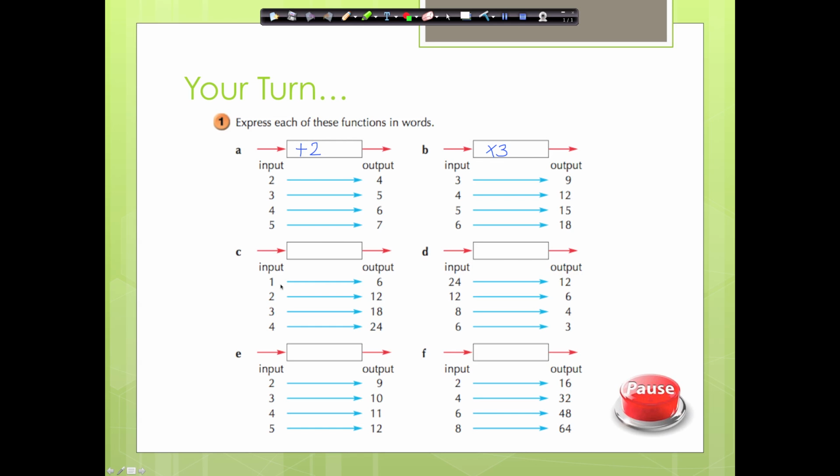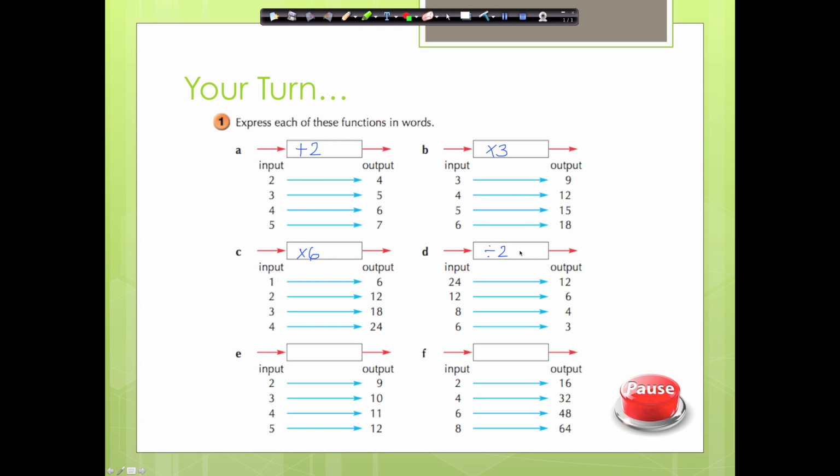This next one, 1, 6, 2, 12, we can see that these numbers in the output are in the 6 times tables, so I'm timesing by 6 and it works for all of them. Okay, the next one, 24 to 12, 12 to 6, 8 to 4. We should be able to see that it's halving, so it's dividing by 2.